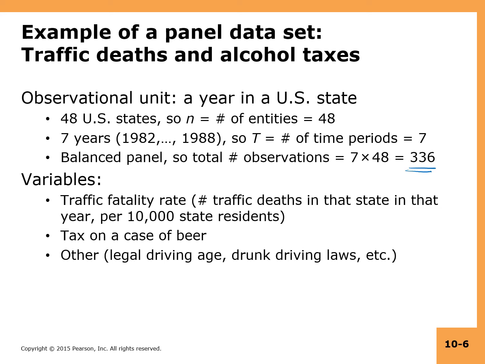The variables that we have are the traffic fatality rate, which is the number of traffic deaths in the state in that year per 10,000 residents. And we also have a tax on a case of beer, which is going to be our main variable of interest. There are other variables such as legal driving age and drunk driving laws, and so on.